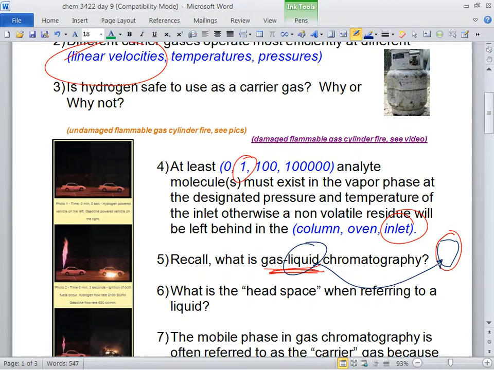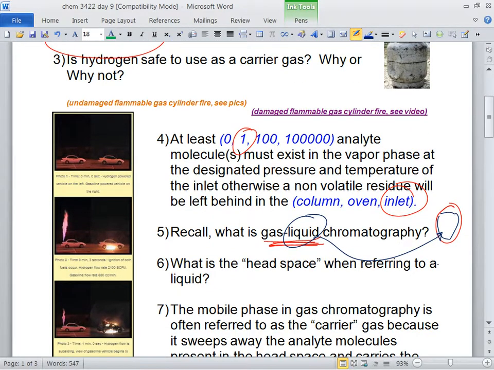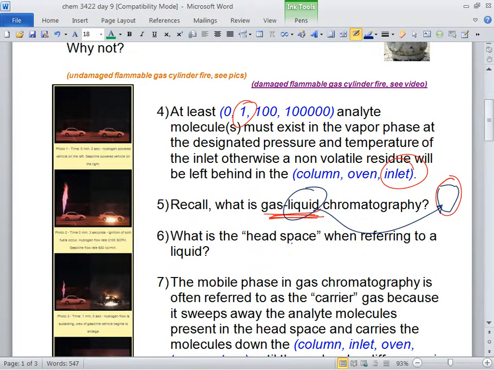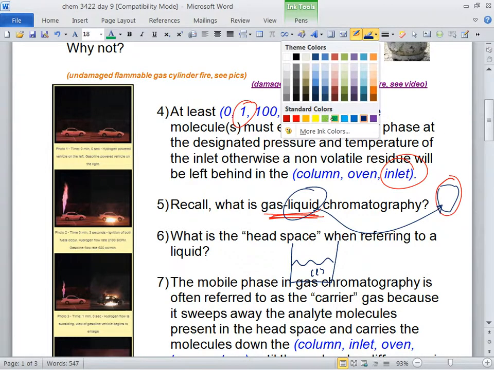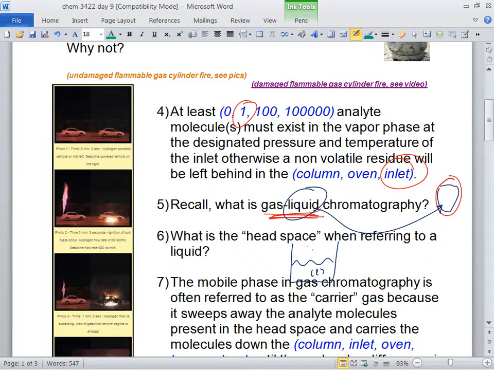Okay. What is the headspace when referring to a liquid, Melissa? Didn't you talk about this last time? It's like right above it? Yes, and it makes the most sense if it's sealed. So you've got this liquid, and then the vapor is in the head, and you got to seal the cap. You need to, otherwise the headspace is going to be everything, right? So if you seal it, put a cap on there, then it makes more sense what the headspace is. Okay.